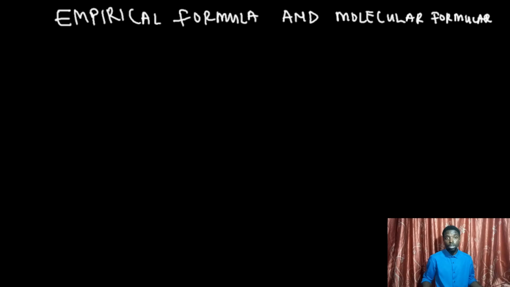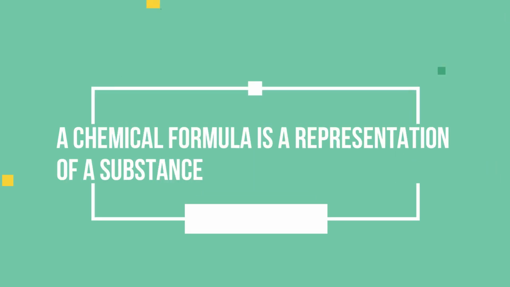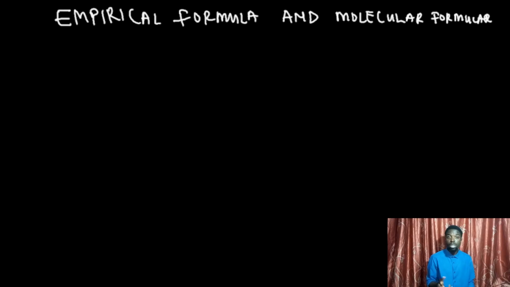Let's get into it. Now, I would like to start the study by describing the term a chemical formula. A chemical formula is simply a representation of a particular substance. It is basically those alphabets or things that are used to represent a particular chemical substance. Now, there are three major types of chemical formulas. You could have the empirical formula, the molecular formula, and the structural formula. However, in this video, we are going to be concentrating on the empirical formula and the molecular formula.